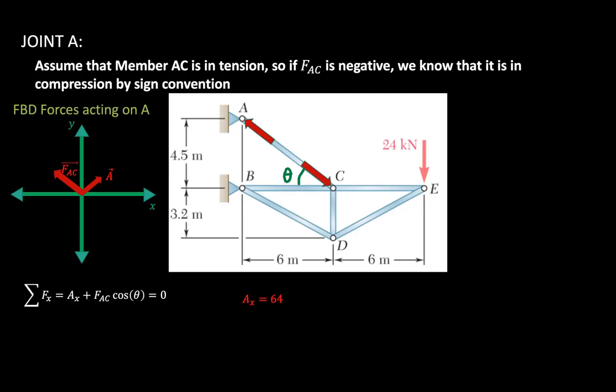So the known information: we saw for A_X earlier that it is equal to 64 kilonewtons. Theta is equal to arctan of 4.5 meters over 6 meters. And thus plugging in all the known information, we have 64 plus the force of AC times cosine of theta, and that is equal to 0. So the force of AC is equal to negative 80 kilonewtons. So that implies that it is in compression.